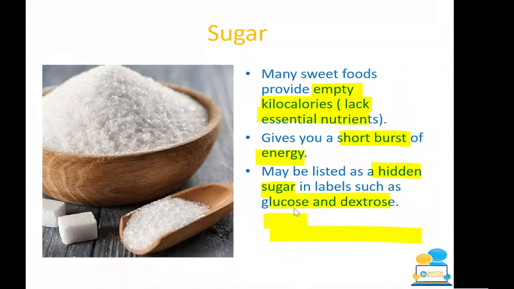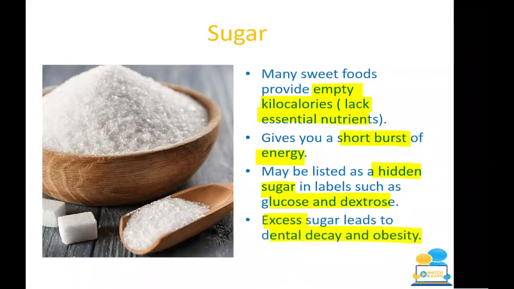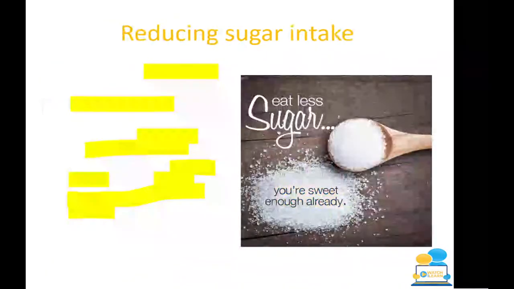So anything that ends with OSE, like glucose or dextrose, that means that it is a hidden sugar. Okay, so it's really important to take note, not just for your exams, but for living a healthy life. When we have too much sugar, we can cause dental decay. Basically the sugar will mix with the plaque on your teeth and it'll eat away into the enamel, and you're going to get very sore teeth and you're going to have to go to the dentist. And it can also lead to obesity, and then obesity can lead to lots of other different conditions.